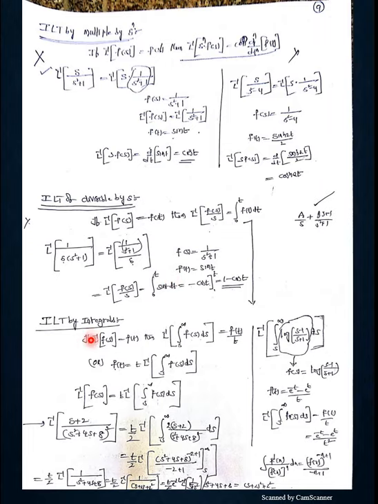ILT by integrals. If L inverse of f of s is equal to f of t, then L inverse of integral s to infinity f of s ds is equal to f of t by t. From lecture number 3, Laplace transform of f of t by t is given by the integral of f of s. Here L inverse of the integral is equal to f of t by t. Please look here. When I go for cross multiplication, here f of t is equal to what should I write? t into L inverse of integral s to infinity f of s ds.